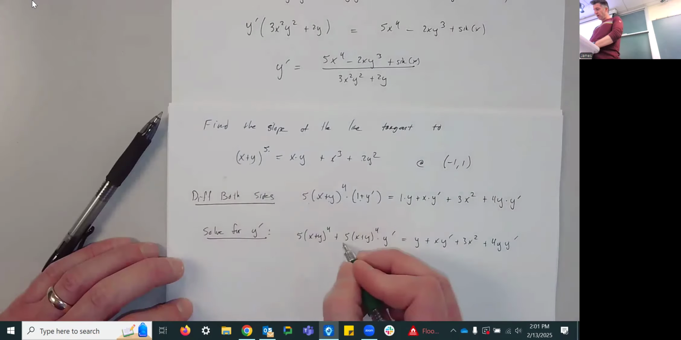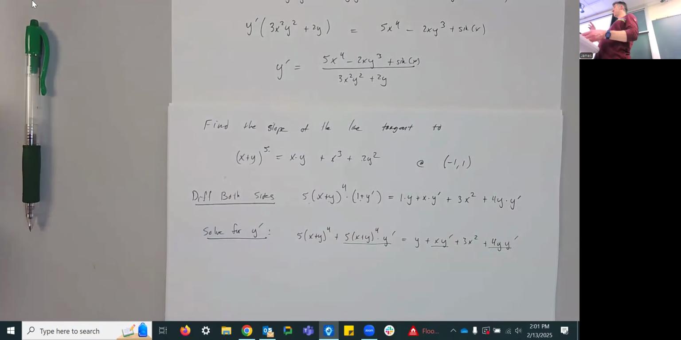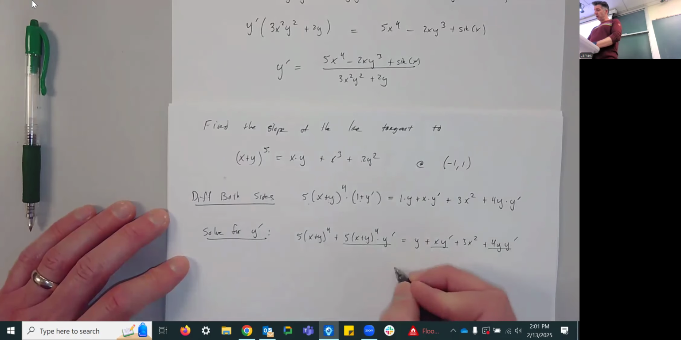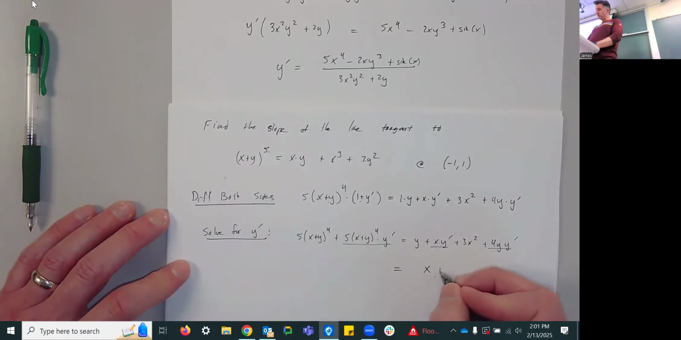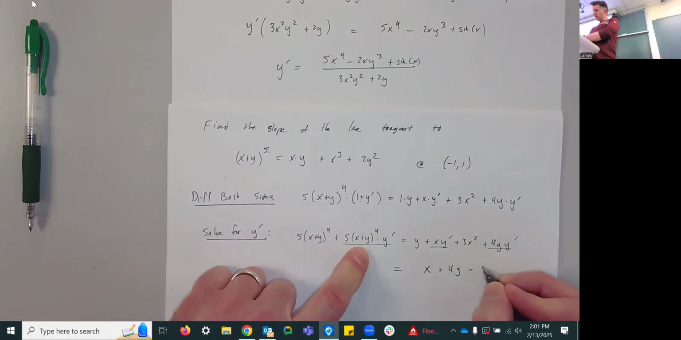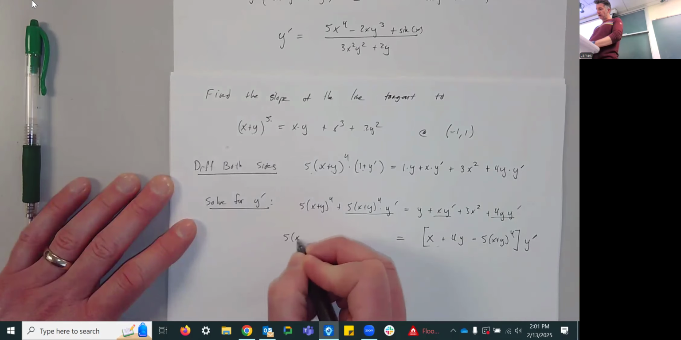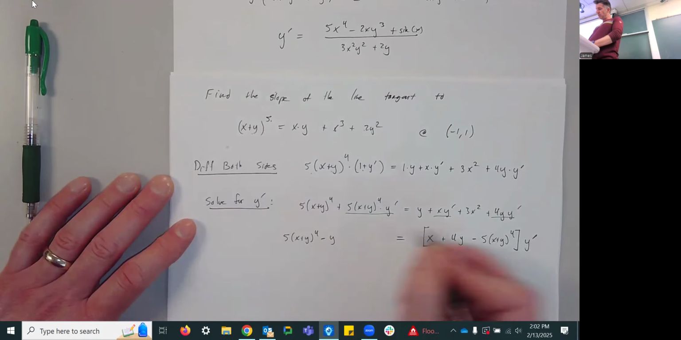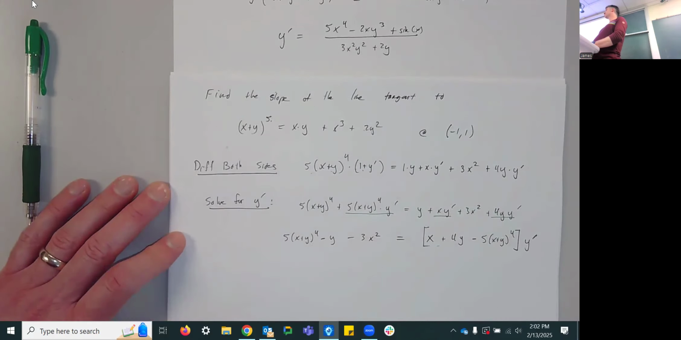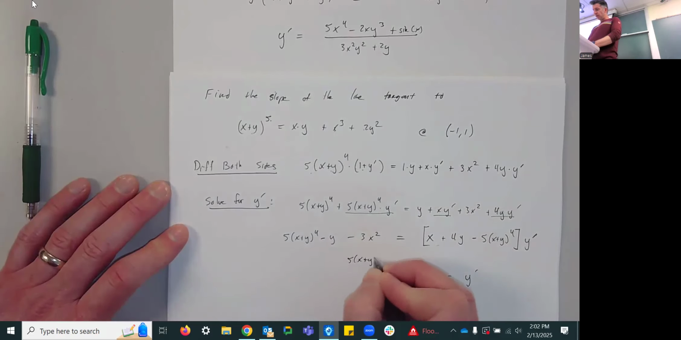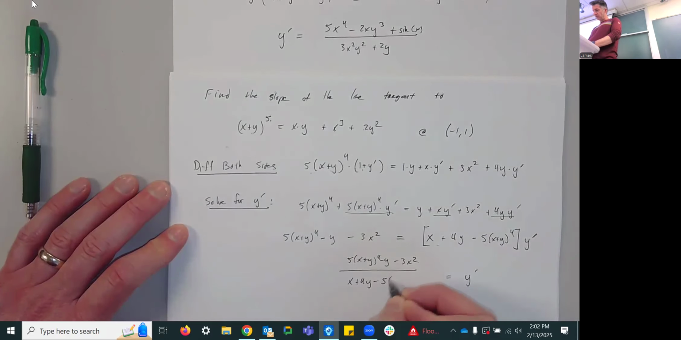And then all of the terms with y prime have to end up on the same side. I am going to do two things at once here. I'm going to bring all my y primes to the right, everything else to the left. I'm also going to factor out the y prime from the y prime terms on the right. On the right-hand side, I would have had x times y prime plus 4y times y prime minus 5 times x plus y to the fourth times y prime, but instead I'm factoring out the y prime from all of those. On the left-hand side, I have 5 times x plus y to the fourth, minus y, minus 3x squared. Then we divide everything by this to get that y prime is equal to 5 times x plus y to the fourth minus y minus 3x squared, divided by all that: x plus 4y minus 5 times x plus y to the fourth.